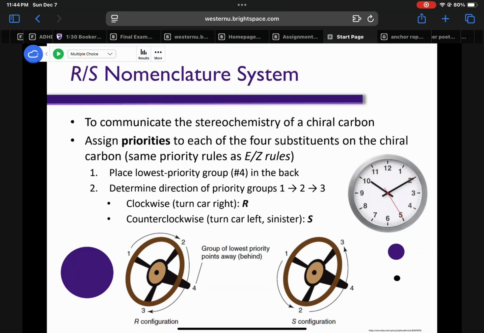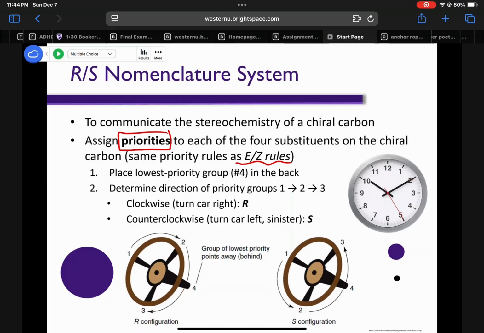First thing we're going to do is assign priorities. And you're welcome. The priority rules are the same as the ones we use for EZ. So that means we're going to look at atomic number, look at the atoms that are directly attached. Highest atomic number wins. That's it.